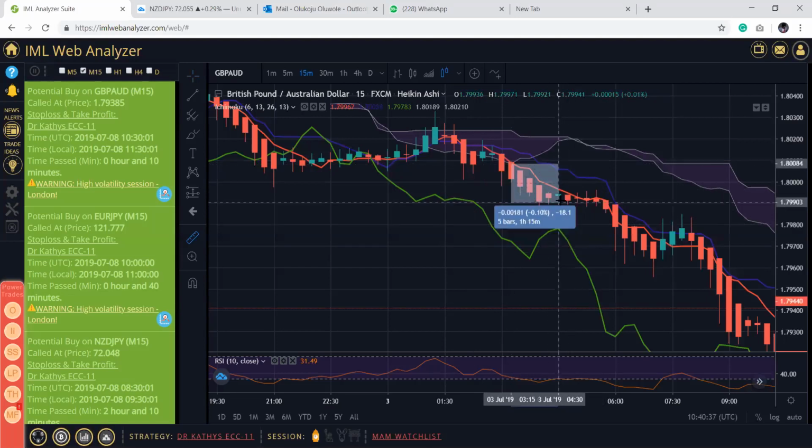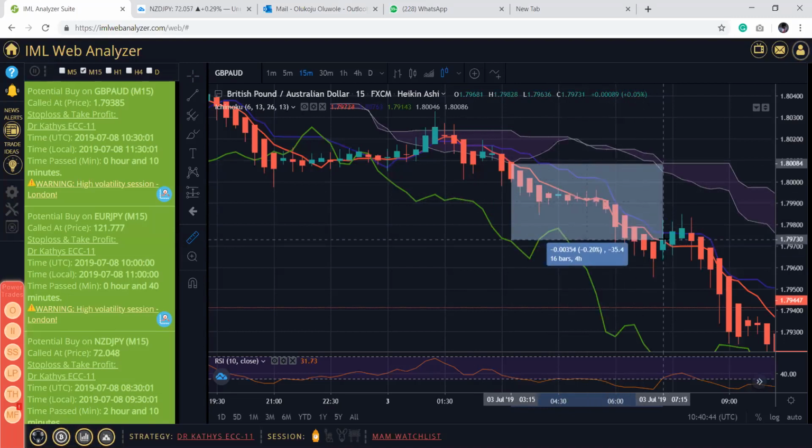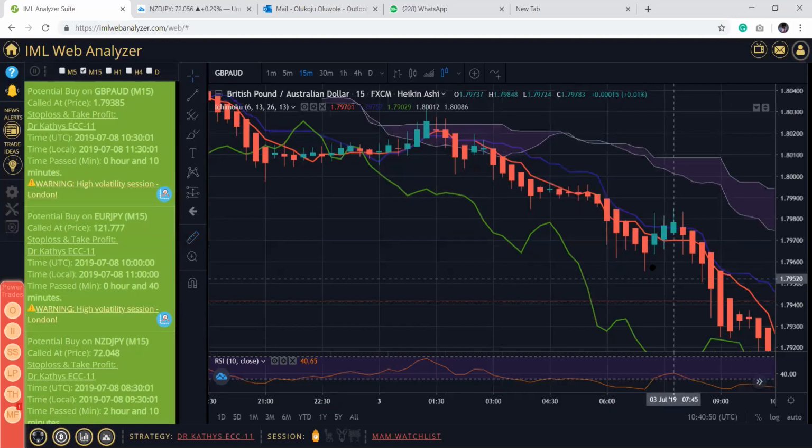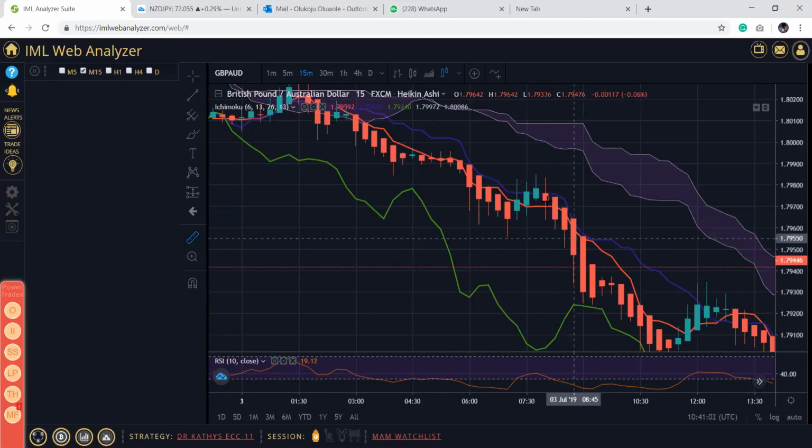We saw a blue here, but the blue body did not close above the red, right? We keep on. At this point, the blue body closed above the red. That means we caught about 35 or 34 pips. Then we exit. Then we saw another entry here. That means the sell still continued. Then we can re-enter. When you have the body of your red below the red line again, you re-enter.